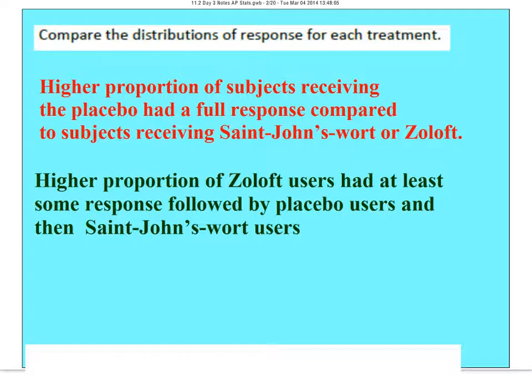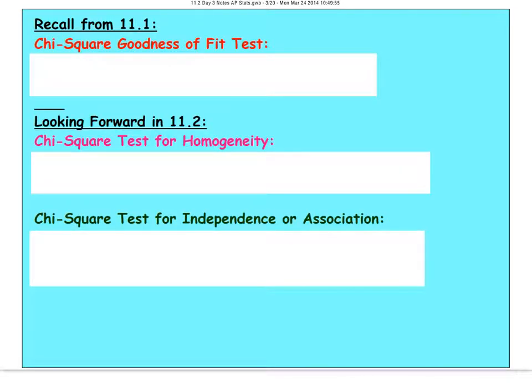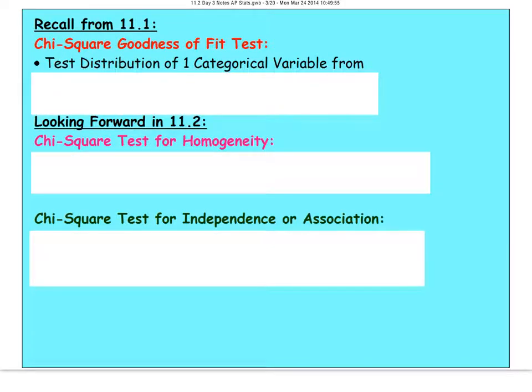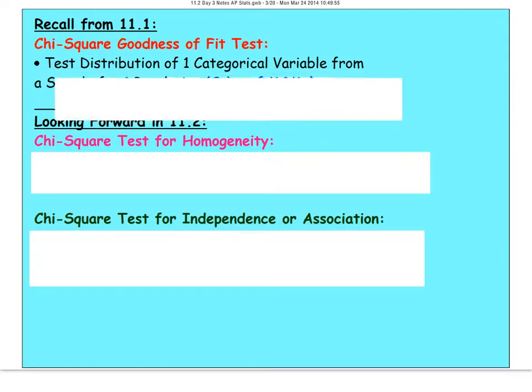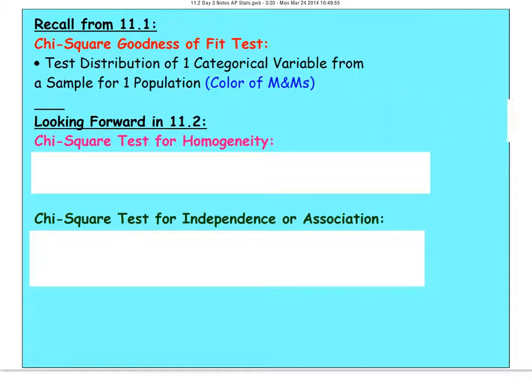This here is a good review of just what Chapter 1 is and how it works, but it's also a nice segue into talking about our next chi-square test. So ultimately, there are going to be 3 chi-square tests. We remember from 11.1 our goodness of fit test. When did we use that? We used the goodness of fit test to test the distribution of one categorical variable from a sample of one population. So remember, for our main example we looked at color, so that was one category, for one bag of M&Ms. So a one-to-one kind of thing.